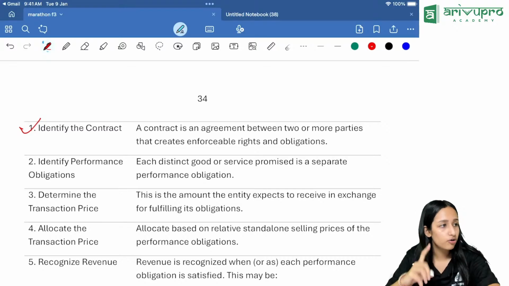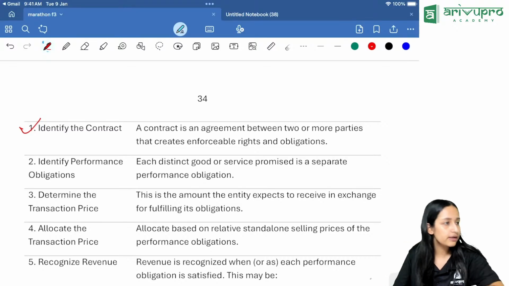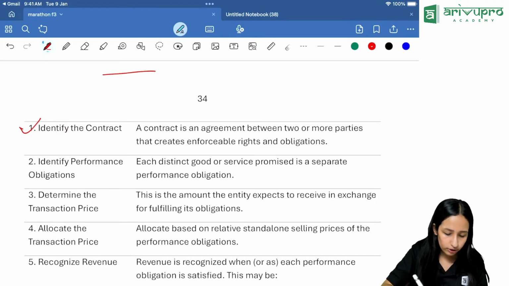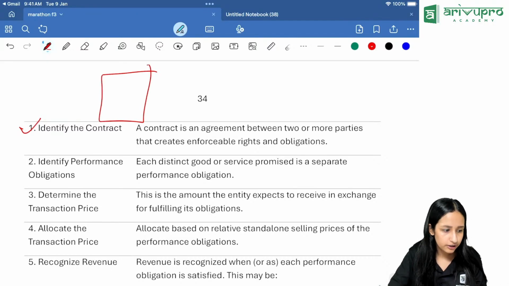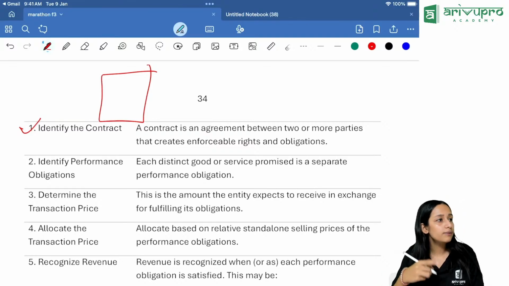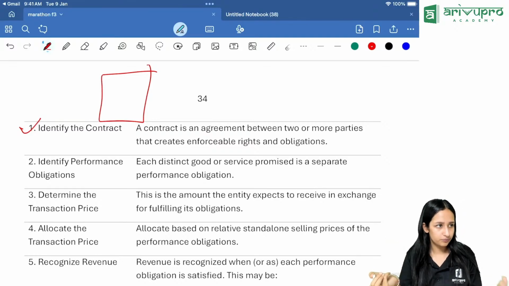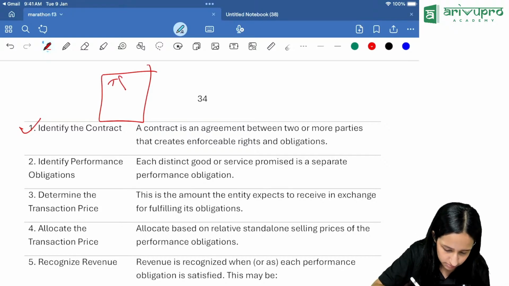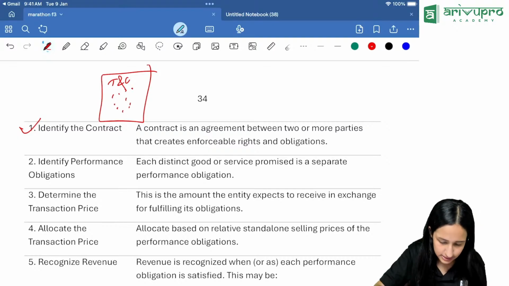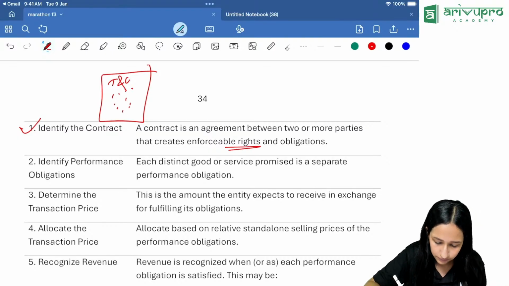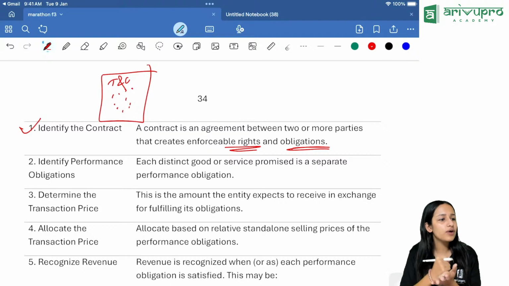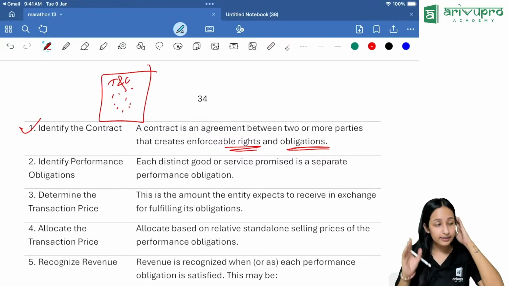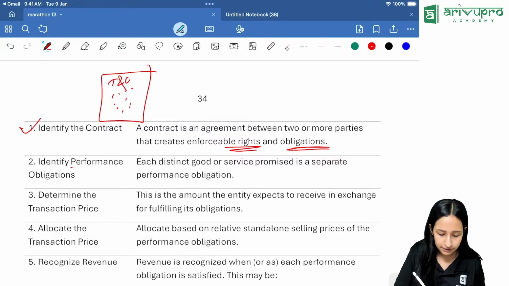First, you look at the contract. Without anything, you do not jump here and there. First, you will look at the contract. After you see the contract and you're fine with the terms and conditions, that's when you get into it. In the contract, you will see all the terms and conditions and what should be done, and that will create a right and obligation after you accept the contract. If you say, okay, fine, I accept this contract, then you can move on to the next step, which is identifying performance obligations.